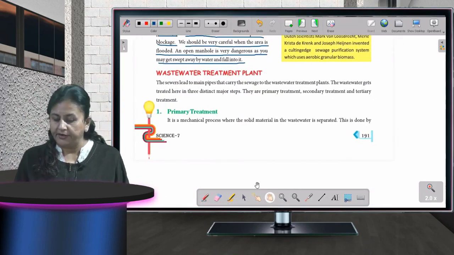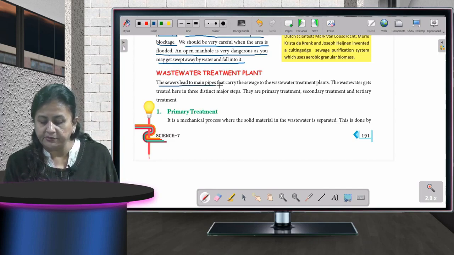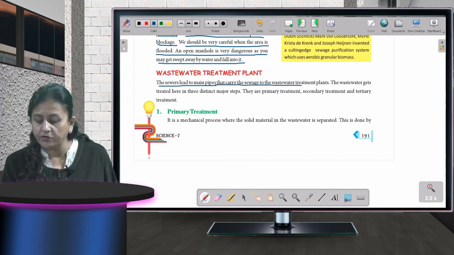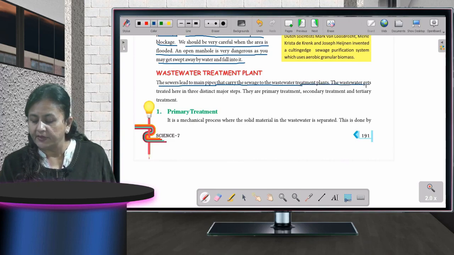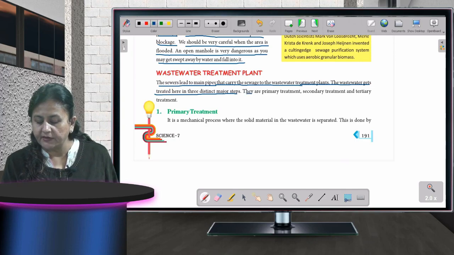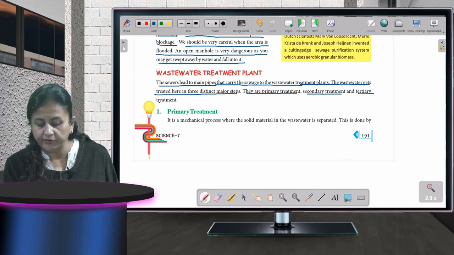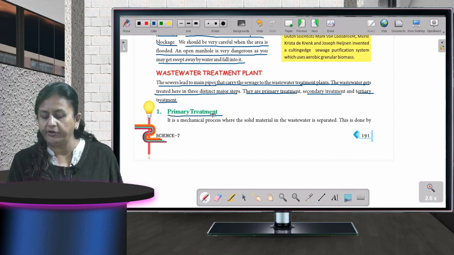Wastewater treatment plant. The sewers lead to main pipes that carry the sewage to the wastewater treatment plants. The wastewater gets treated here in three distinct major steps. They are primary treatment, secondary treatment and tertiary treatment. First is the primary treatment.